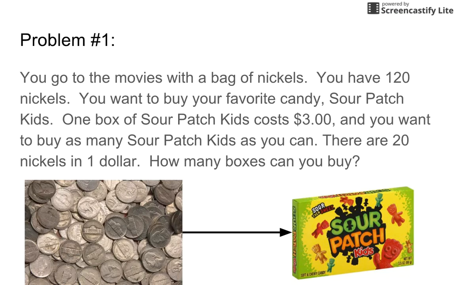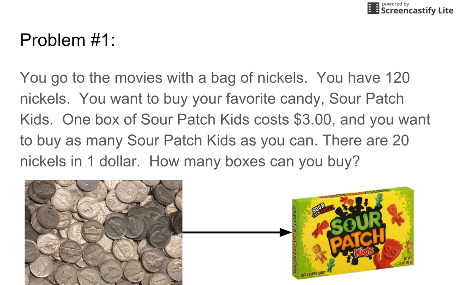So here's a problem that we can use to learn this skill. Imagine you go to the movies, you have a bag of nickels, you have 120 nickels, you want to buy your favorite candy, Sour Patch Kids. One box of Sour Patch Kids costs $3 and you want to buy as many Sour Patch Kids as you can. You know that there are 20 nickels in $1. So the question is, how many boxes can you buy?